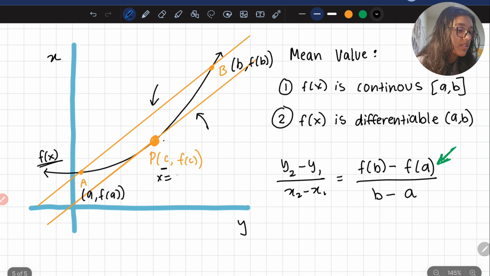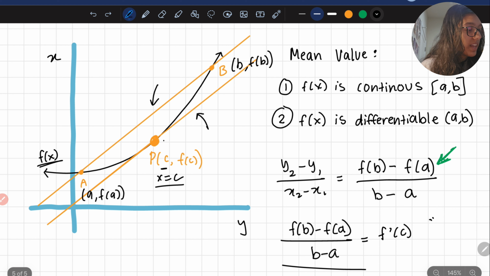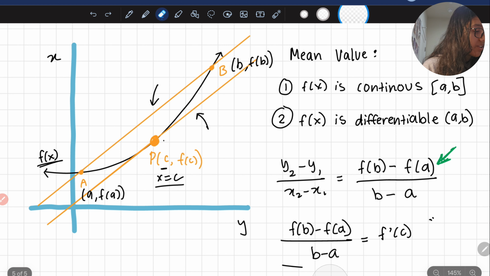The slope of the line passing through points A and B is the same as the tangent slope at x equals c. To write this numerically, we can say that f of b minus f of a over b minus a is equal to the slope at a point, and let's say that point is x equals c. So we're saying that there must exist an x value c such that when you draw a tangent at that x value, the slope of that tangent line will be equal to the slope of the chord passing through a comma b. That is basically what the mean value theorem is talking about.